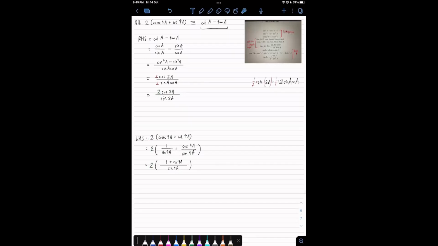Then you have to look at the angle. You see the angle here, 4a? You see the angle there, 2a? Okay, double angle.